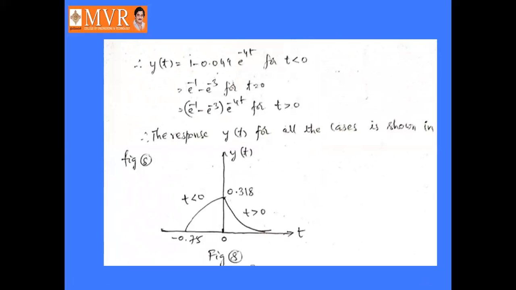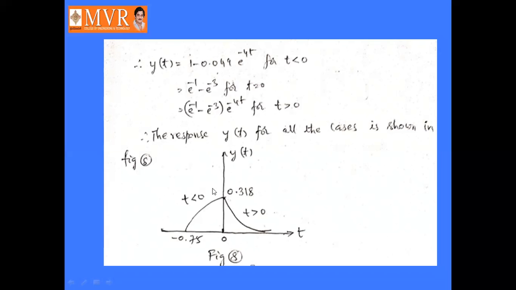So now y of t equals, this is for t less than 0, this is the value for t less than 0, this is the value for t equal to 0, and this is the value for t greater than 0. So the response y of t for all the cases is as shown like this.